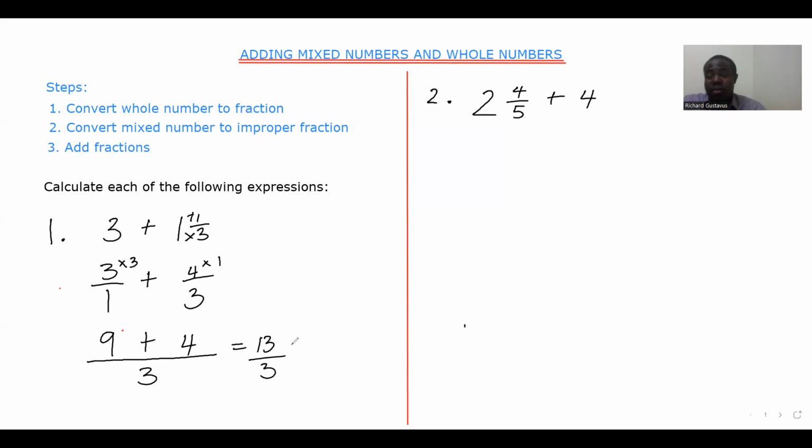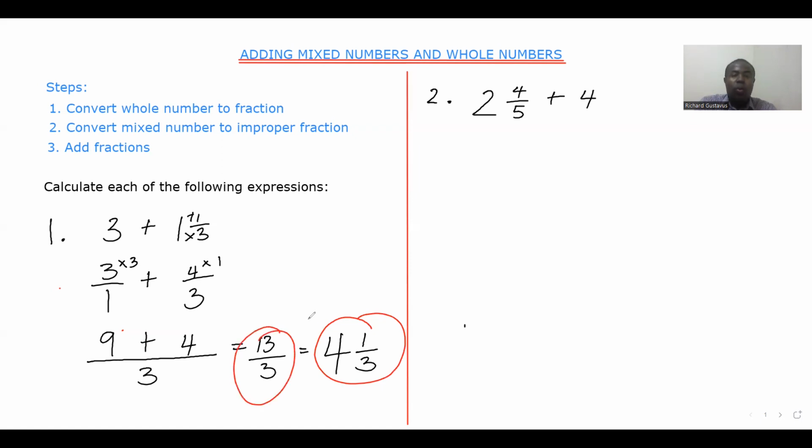As you can see right here, 13 over 3 is improper, and improper fractions can be converted to mixed numbers. So it's 3 into 13, that goes 4 times, and that will leave us with a remainder of 1. And then we put back our denominator, which is 3. So the answer for this one is 4 1/3, or as an improper fraction, 13 over 3. So that's it for the first example.